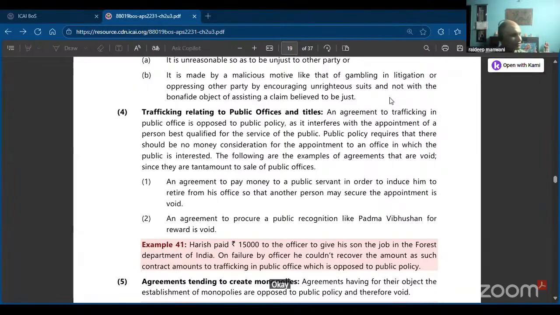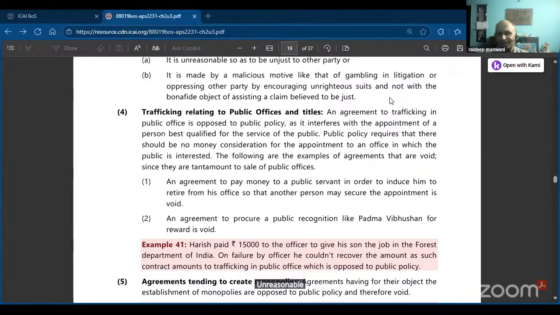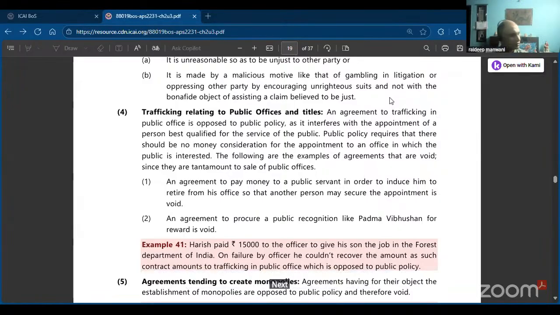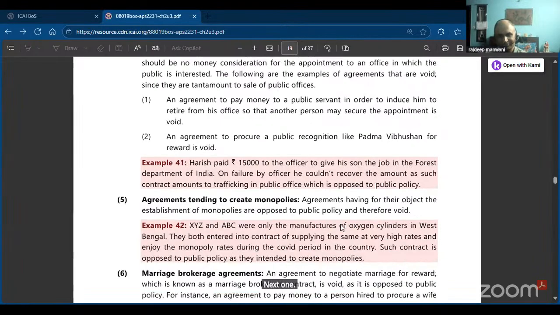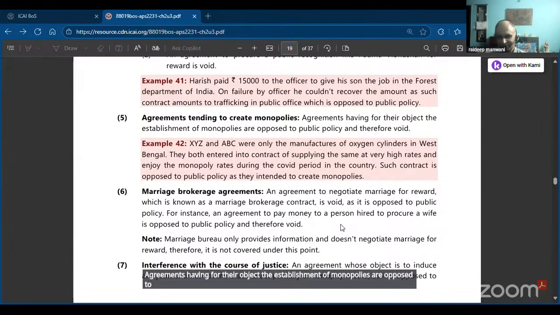Okay, let's read. So now, when there is a malicious motive and if it is unreasonable, what is it? Unreasonable, sir. In those two cases, maintenance and champerty agreements are null and void. Next point. Agreements tending to create monopolies. Agreements having for their object the establishment of monopolies are opposed to public policy and therefore void.